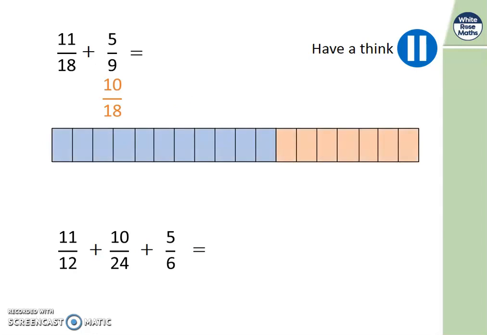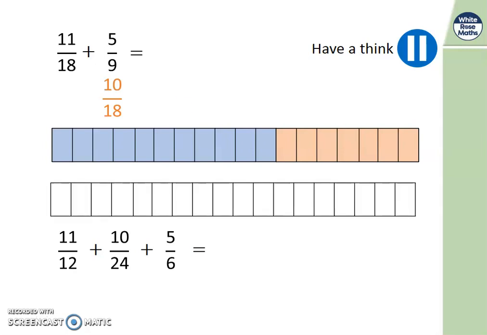Now you can see that's going to take me up to 18/18 and 3 more, because 18 and 3 more makes 21. So that's 21/18, which is 1 whole one, 18/18, and 3 more 18ths. What about the final one?